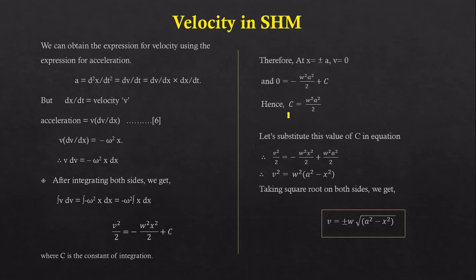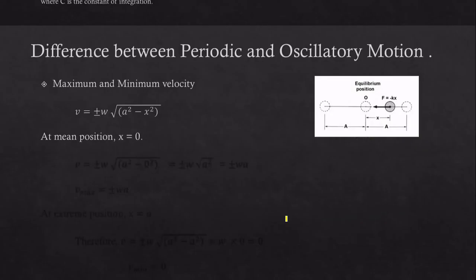Now putting the value of c in this equation, we get v square by 2 is equal to minus omega square x square divided by 2 plus omega square a square by 2. Again, v square is equal to omega square in bracket a square minus x square. Now taking the square root on both sides, we get our velocity equation of simple harmonic motion, that is v is equal to plus or minus omega under root of a square minus x square.